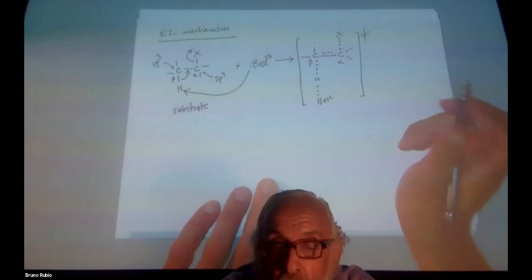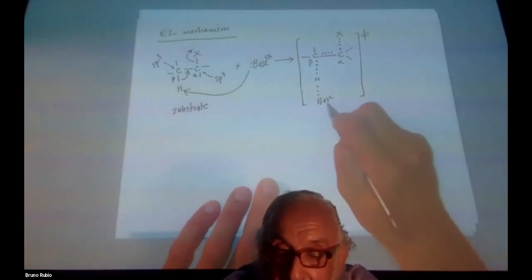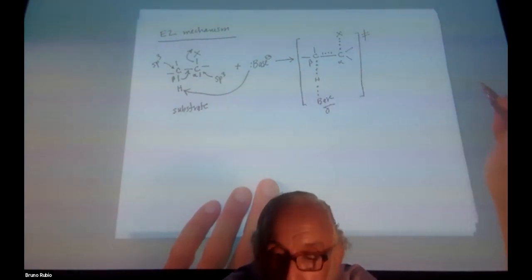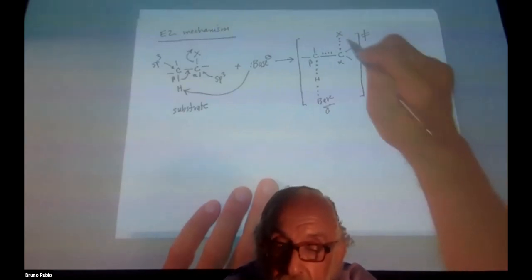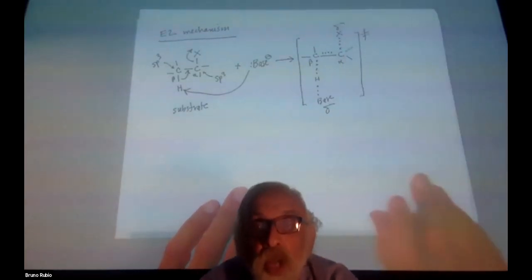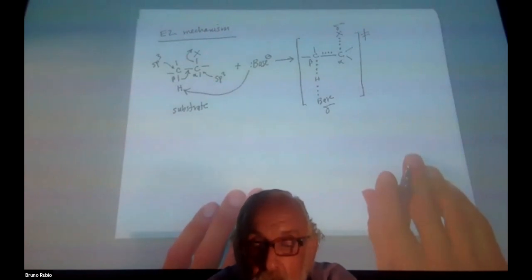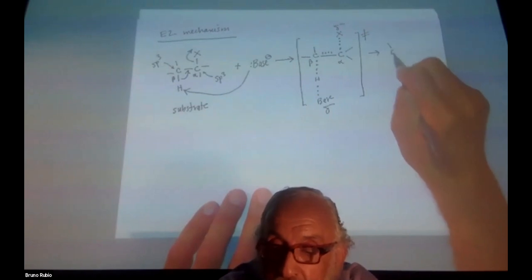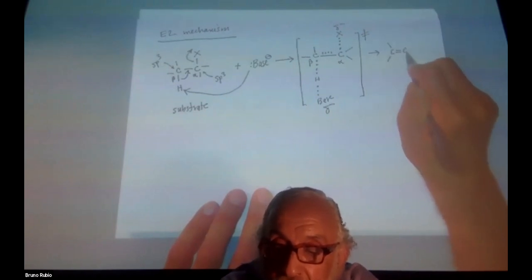What about formal charges? This base is losing its negative charge, so at the transition state, it has a partial negative charge. This halide is acquiring a negative charge, so at the transition state, it has a partial negative charge. Okay, the product of the reaction: a new double bond between alpha and beta.